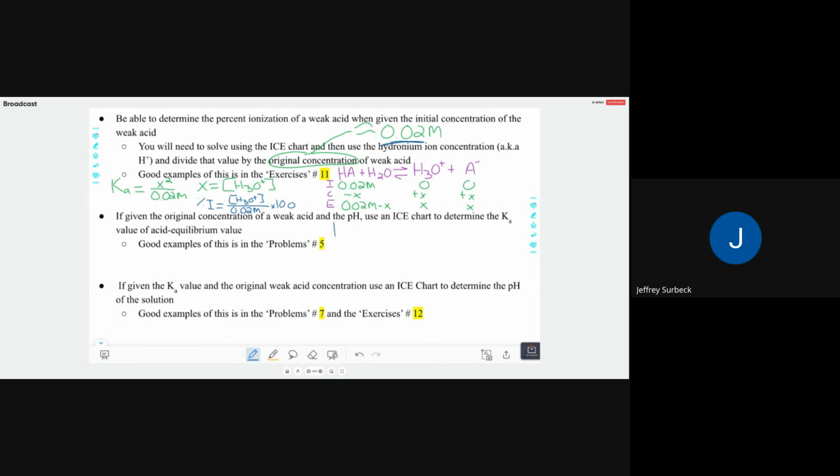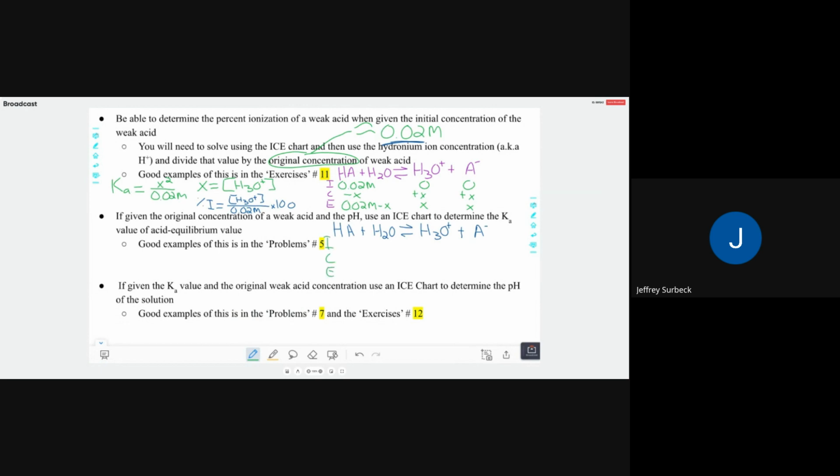So if we just generically set this up again, HA plus H2O, we say, hey, let's go to equilibrium. H3O plus, A minus. It's going to look really, really similar here. Oh, I take this back. I jumped one ahead. But this is going to look really, really similar to this. I just need to make one minor correction.